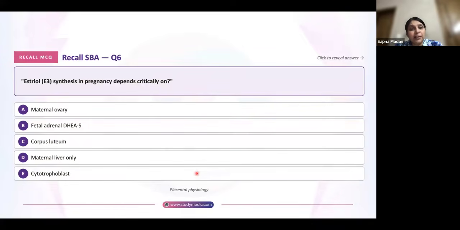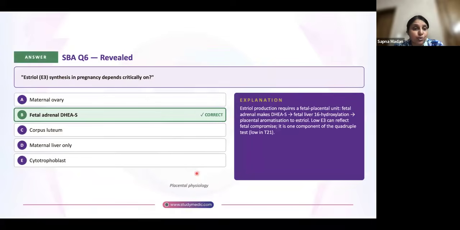Estriol synthesis in pregnancy depends critically on the maternal ovary, fetal adrenal DHEAS, corpus luteum, maternal liver only, or cytotrophoblast? I'm sure all of you know the answer. The precursor is important, and that is from the fetal adrenals, DHEAS. So estriol production, that is E3, requires the fetoplacental unit, that is the fetal adrenal DHEAS. This will go to the fetal liver, undergo hydroxylation, come to the placenta, undergo aromatization and form estriol.